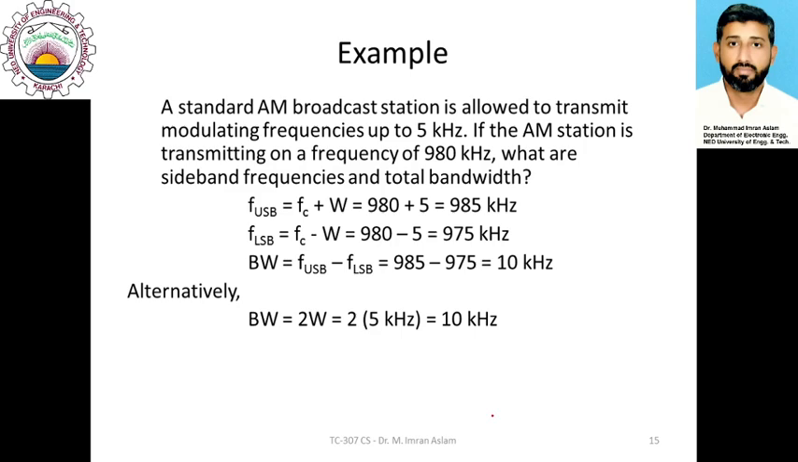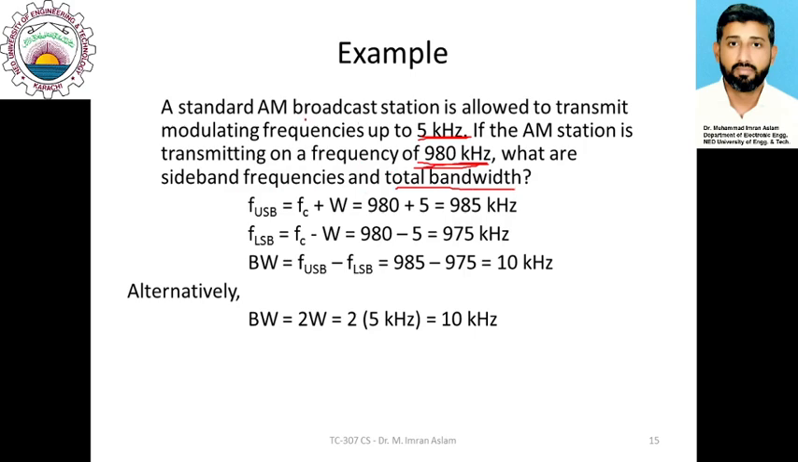A standard AM broadcast station is allowed to transmit modulating frequencies up to 5 kHz. So the message signal has maximum frequency content up to 5 kHz. If the AM station is transmitting on a frequency of 980 kHz, that means the carrier in that AM transmission has the frequency of 980 kHz. What are the sideband frequencies and the total bandwidth?